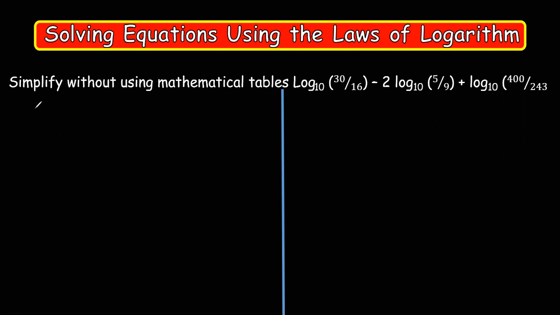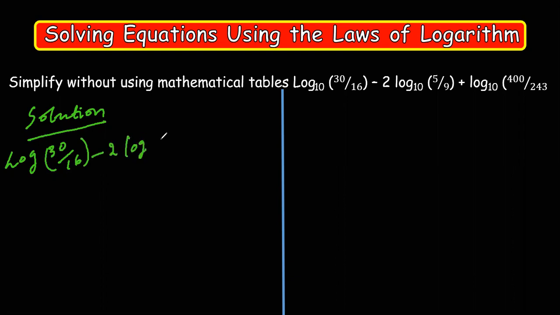Working, I'm gonna put it here as usual. So we have the question, which is log 30 over 16, minus 2 log 5 over 9. Let's put it in brackets, and plus log 400 divided by 243. So they are all in base 10. Let's not forget the base. Let's put the base here. So okay, this is the question that we have.